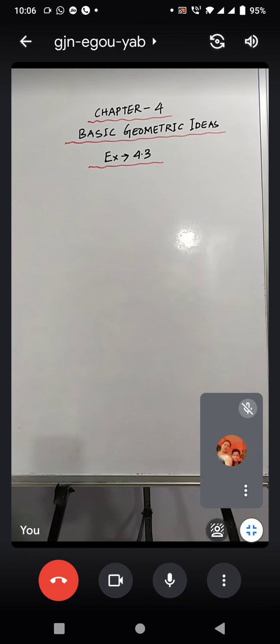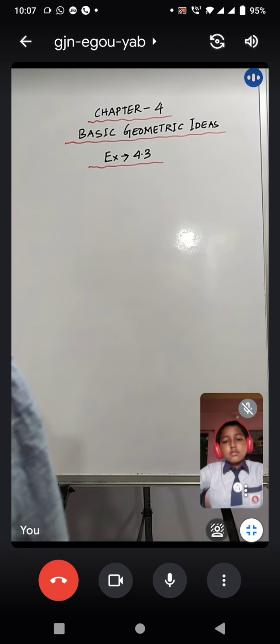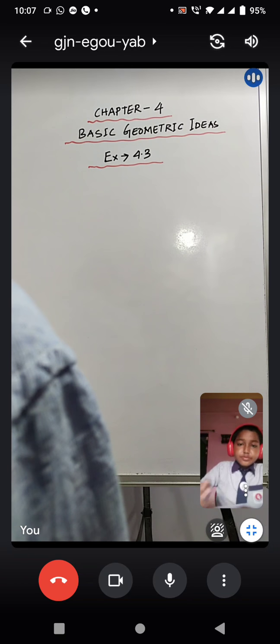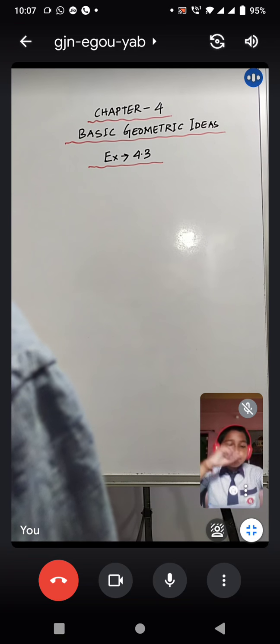Hello students, today we'll start a new exercise, that is exercise 4.3, chapter 4, basic geometric ideas. Today we'll do question number 1, 2 and 3 of exercise 4.3. In question number 1 we have one figure. In the figure we have to name all the angles.